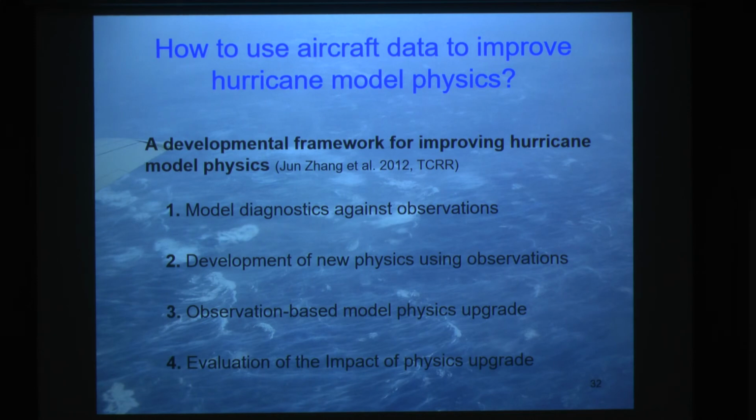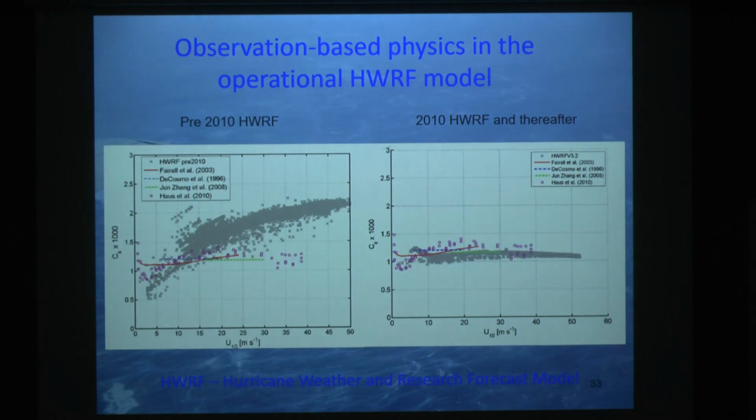Basically, we compare the modeled hurricane structure to the observed structure to see if we can identify some deficiency in the hurricane model structure. At the same time, we develop new physics using observations. I've shown you, for instance, that we try to directly measure the fluxes to derive new CD, CH parameterization coefficients. This could be parallel to the first step. Then we put this observation-based physics into the model. And at the end, we evaluate the impact of this physics on the hurricane intensity forecast and the structure.